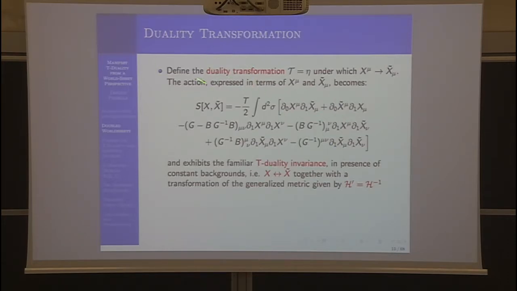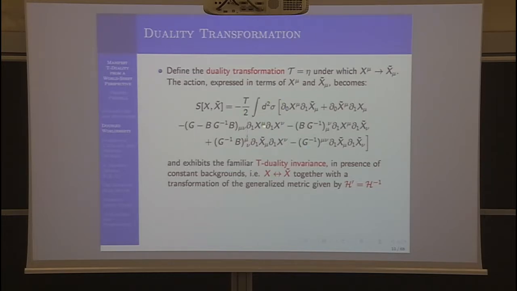So in this model, if we define the duality transformation in this way, if we consider as duality transformation just the O(D,D) invariant metric that actually exchanges X^mu with X tilde^mu, we can find that the previous action, that is a functional of X and X tilde, can be rewritten in this way. So this exhibits the familiar T-duality invariance in presence of constant background.